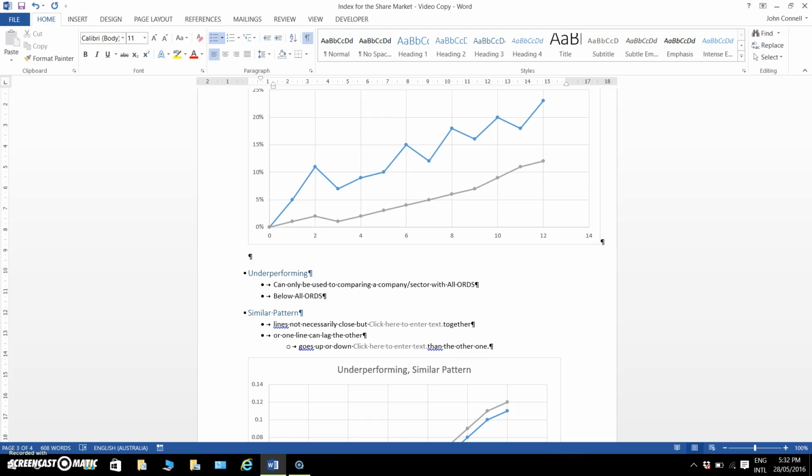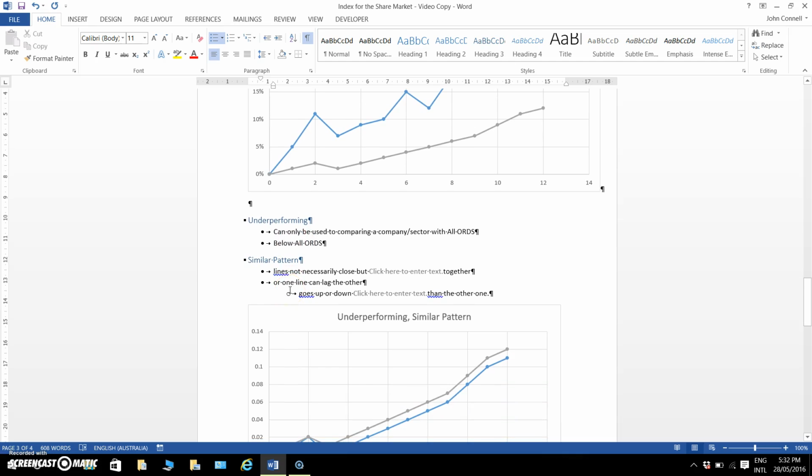So underperforming can only be used if we've got a company from the Australian share market or a sector from the Australian share market. And what we're basically saying is this part of our Australian market isn't doing as well as the entire Australian market. So it's below the All Ords. Our line of percentage change is below the All Ords.